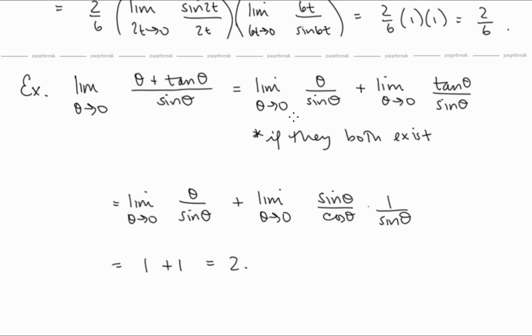Well, we know this first limit is equal to 1. That's the limit we had above. It's the reciprocal limit. And here we have the limit as theta goes to 0 of tan theta over sine theta. Well, this is sine theta over cosine theta times 1 over sine theta. And so these sine thetas cancel. And plugging in theta equals 0 here gives us a 1. So here we have 1 plus 1 is equal to 2, and that is our limit.